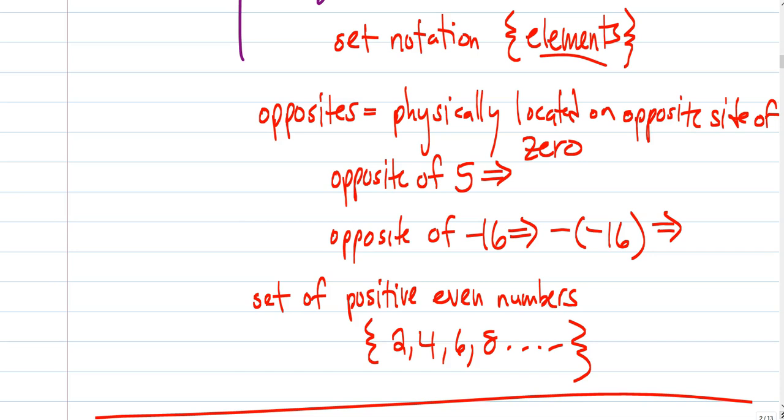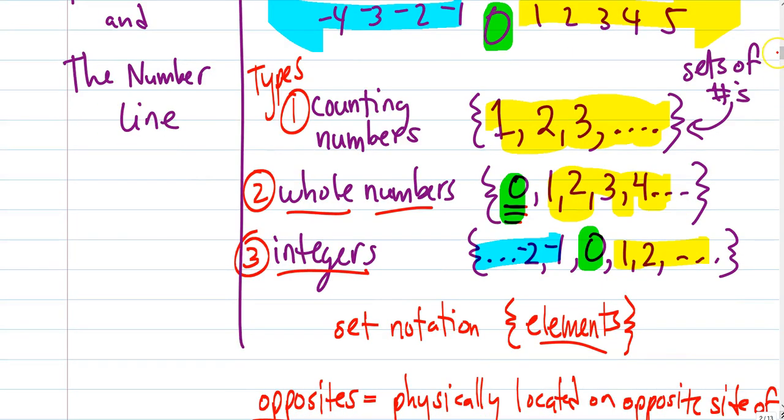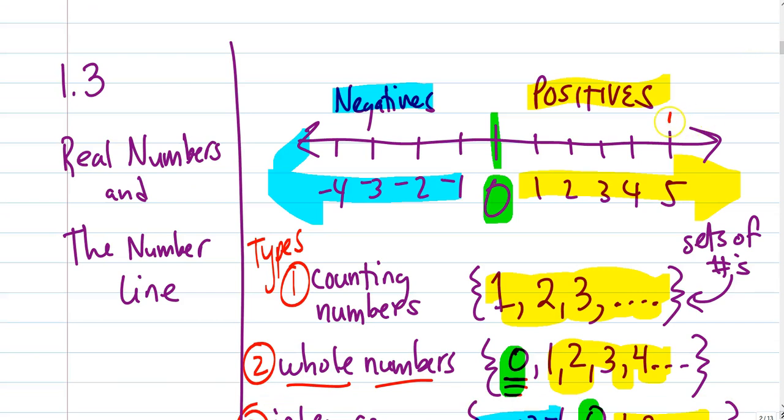Another term that they're going to be using, like I said, a lot of definitions, is the opposite. What is the opposite of a number? Physically, on the number line, it's on the opposite side of 0. So if I do the opposite of 5, I go up to the number line, I find 5, and if I were to jump all the way to the opposite side of 0, I would get to negative 5.